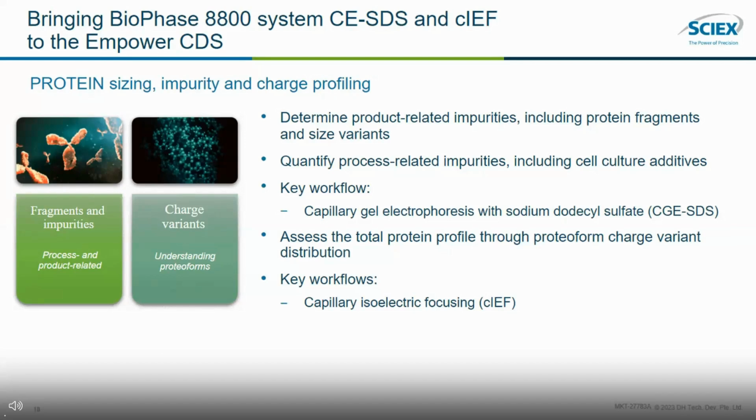Some of the first key assays many users will carry over into their Empower workflows from either BioPhase or P800+ include CE/SCS and CIEF. As we talked about earlier, CE/SCS is used for product and process-related impurity and fragment analysis, as well as protein sizing. And CIEF is for charge variance analysis.